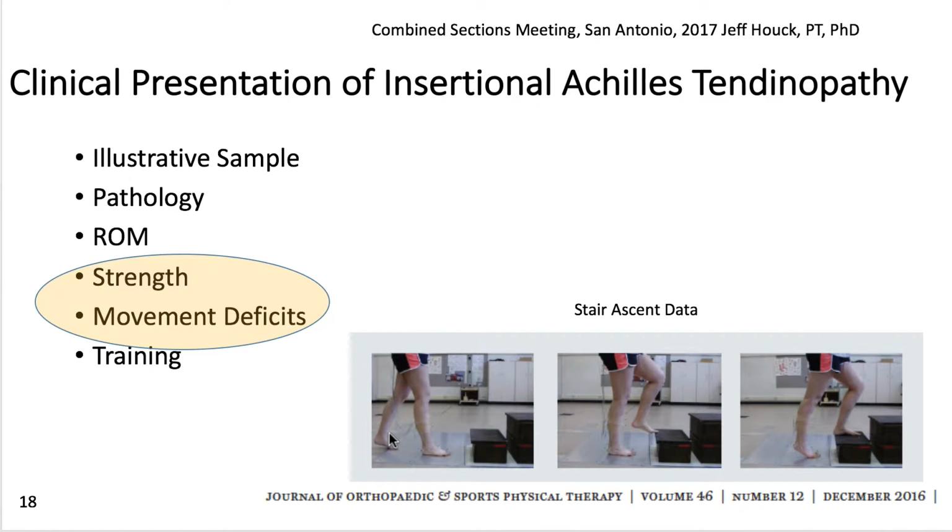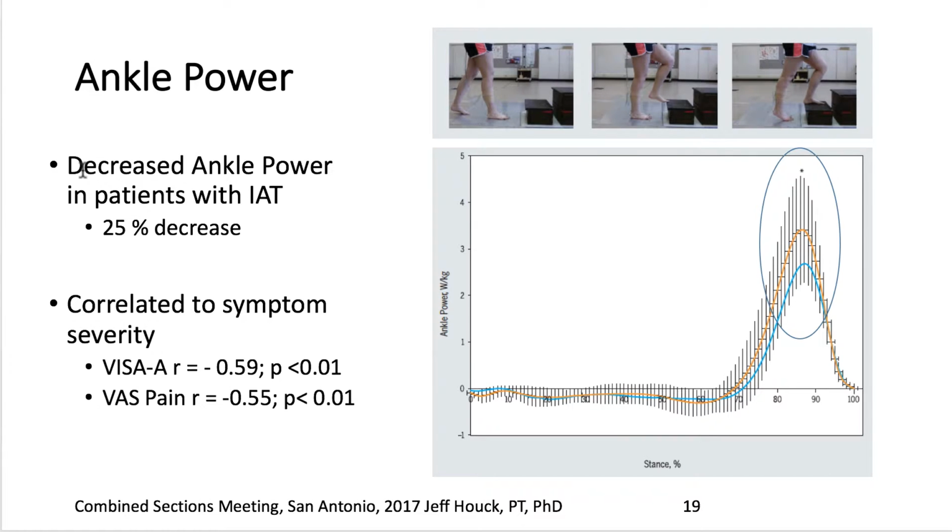So we also looked at the strength and power the person's producing during the stair ascent task. You can see here that there's the decrease, the blue is the IAT and the orange is the controls, and there's clearly a significant decrease in the ankle power that the IAT participants were able to produce, and that power was correlated to both VSA and pain, meaning that essentially the less power they were able to produce, the more pain and disability they had.